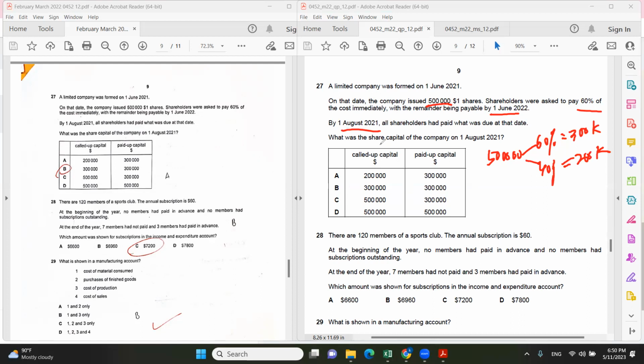Okay. What is called up capital? Called up capital means that they call us to pay. That is called called up capital. So the calculation just now is 300,000. So it is this one, there are no others. Okay. Next is paid. They say that all the shareholders have paid. Paid means that the total amount they called, everybody has paid already.